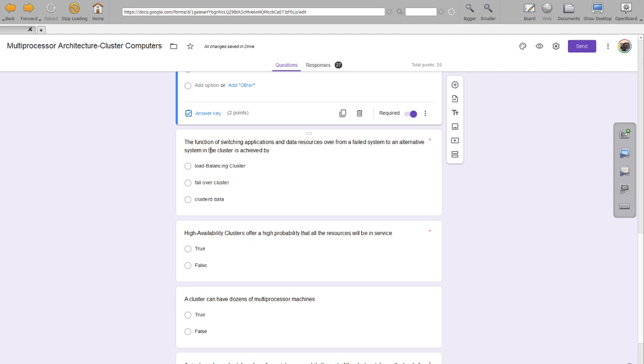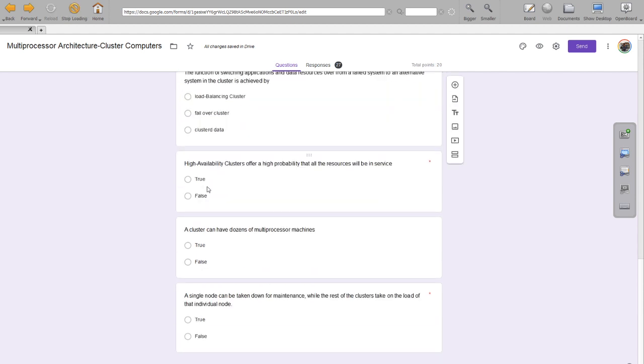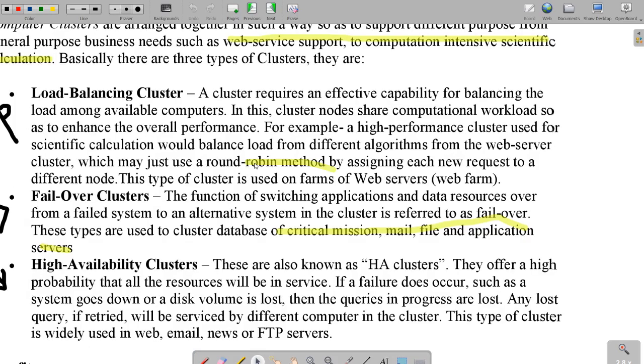A function of switching applications and data resources. So, yes, we have done this. Next question. High availability clusters offer a high probability that all the resources will be in service. True or false? This again comes from the definition of high availability cluster.